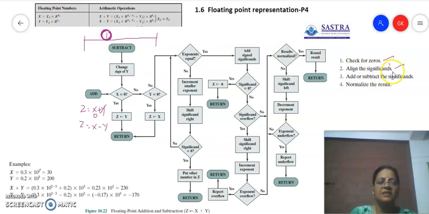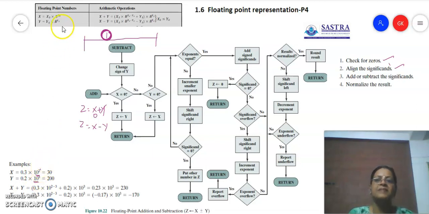Why are we aligning the significands? You can see the example here, 0.3 into 10 power 2, 0.2 into 10 power 3. You compare the exponents of both the numbers x and y. If they are equal, then you can directly proceed adding the significands as such. If they are not equal, what do we have to do? We have to make them equal. That means we have to adjust the exponent. How can we adjust the exponent? Take the smaller exponent and increment it till it reaches the bigger exponent, or take the bigger exponent and decrement it till it reaches the smaller one.